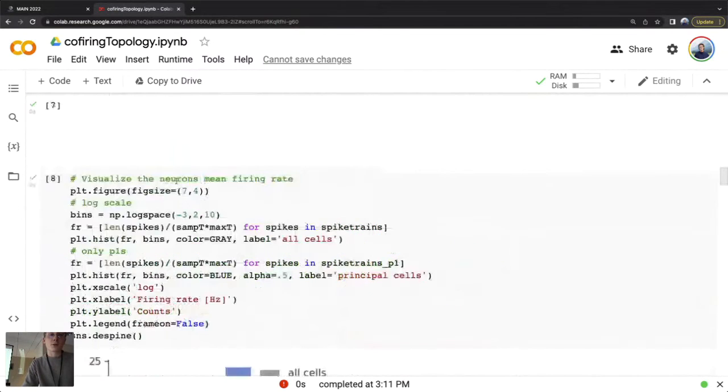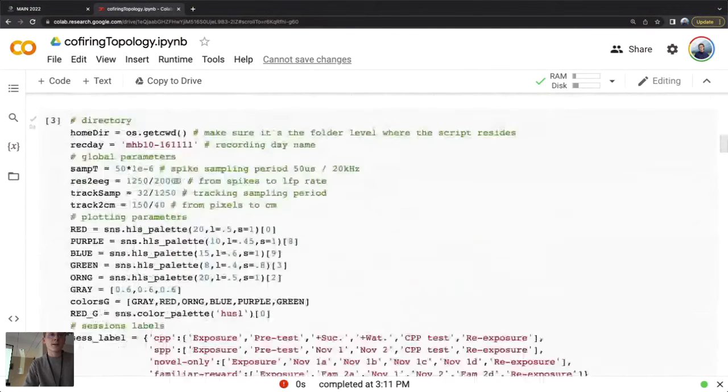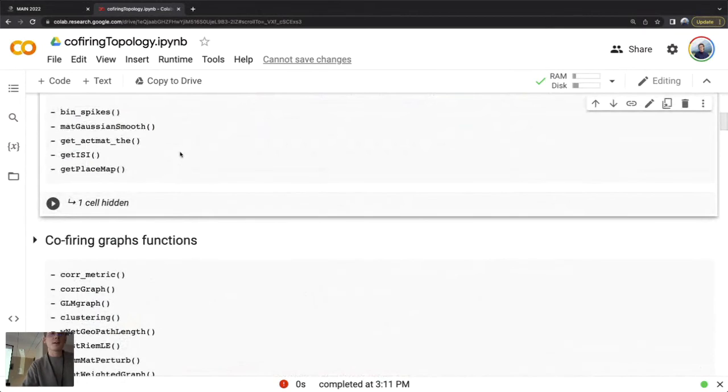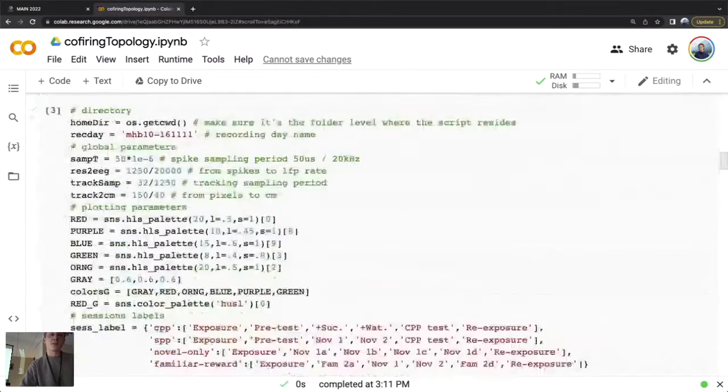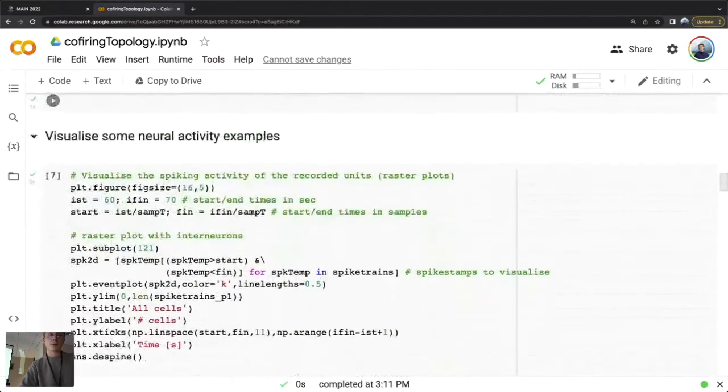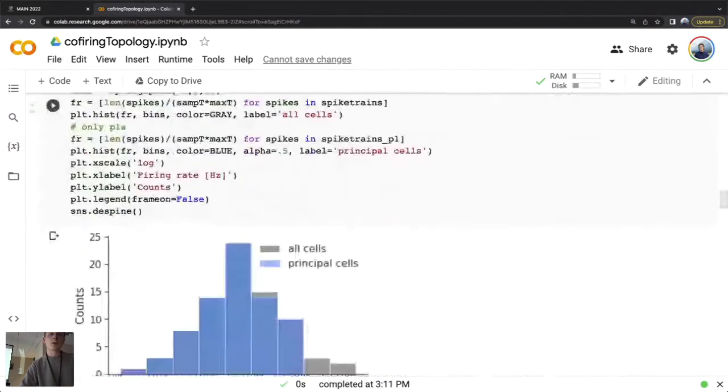I think we didn't run these functions. Yeah, didn't run these. Okay. So now we have the functions, and we can look at the ISI.